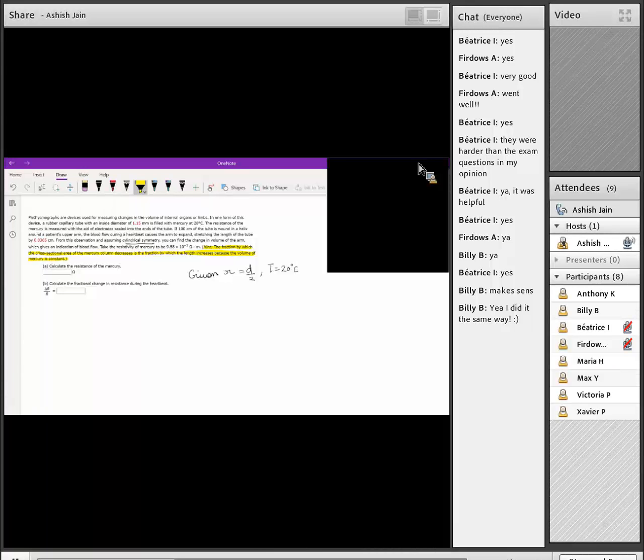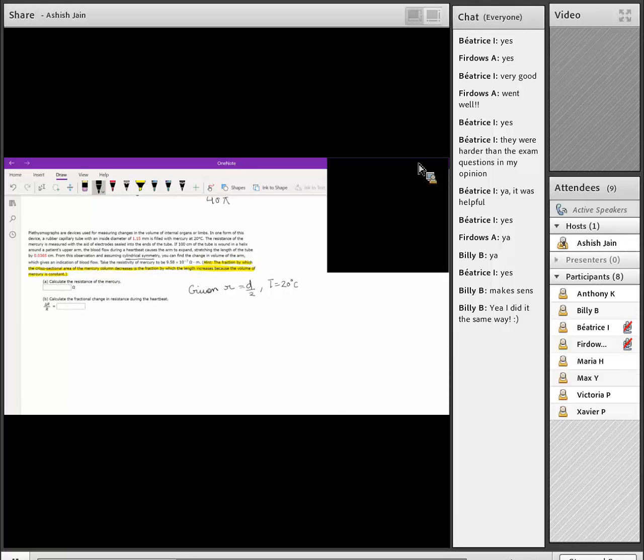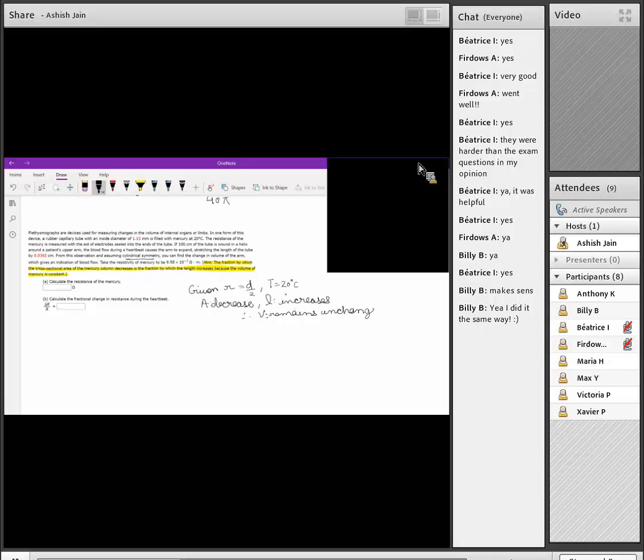Okay, so the fraction by which the cross-sectional area of the mercury column decreases is the fraction by which the length increases. Hence, if the area decreases, length increases. The product of area and length is volume, therefore volume remains unchanged. So a very important point: as A decreases, L increases, therefore volume remains unchanged.